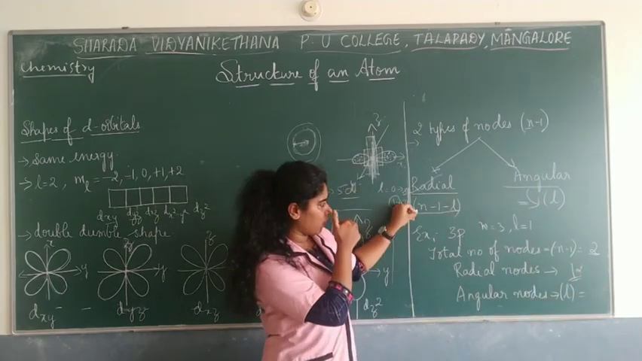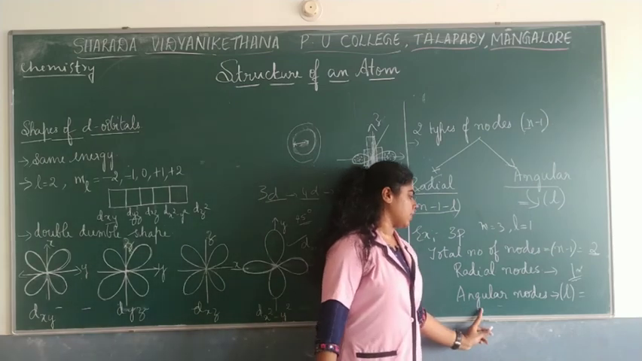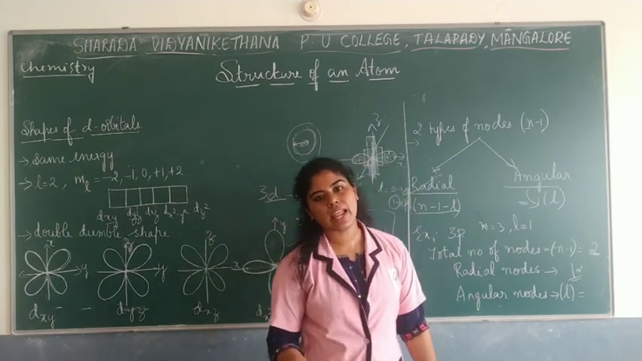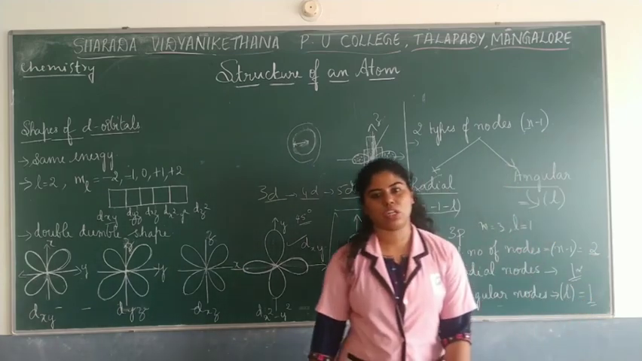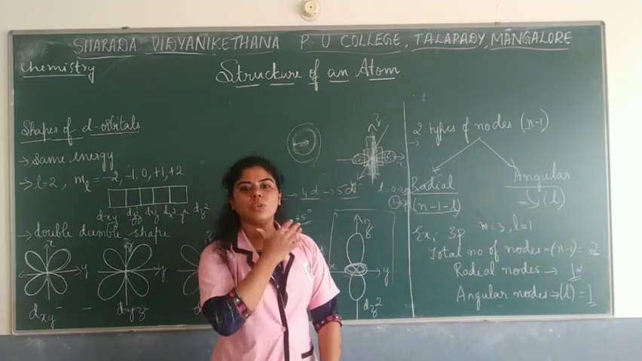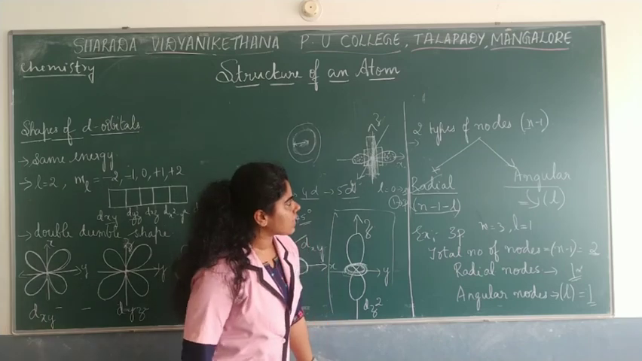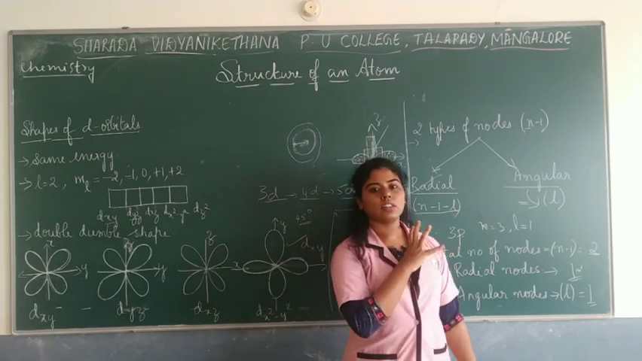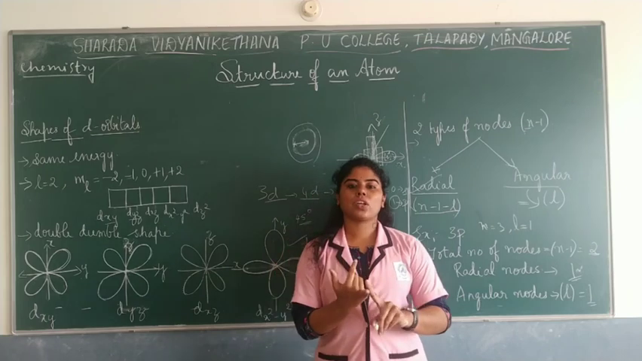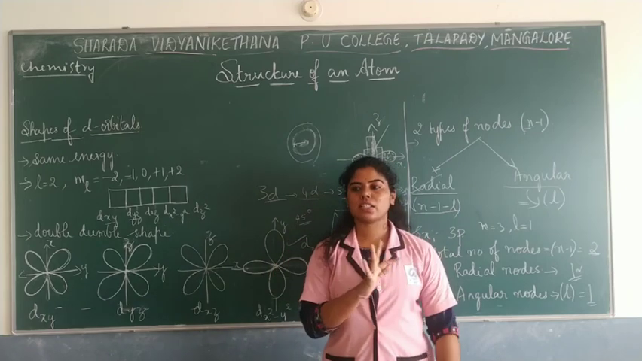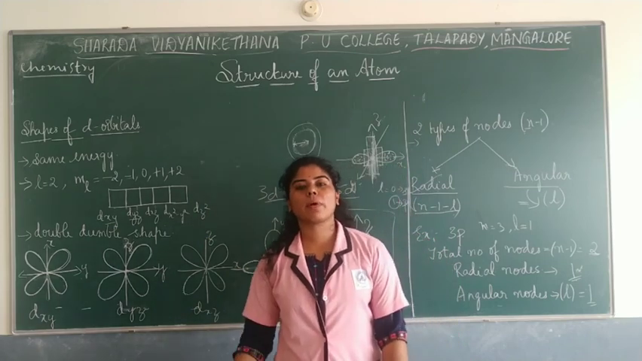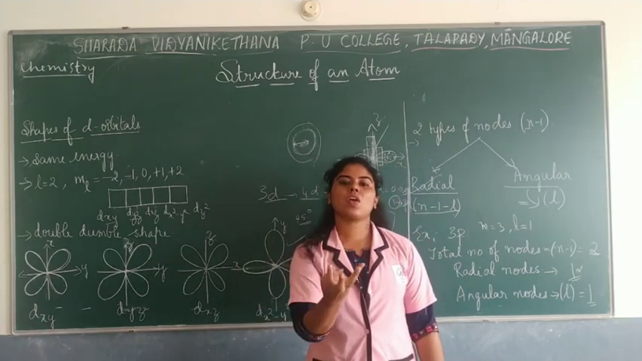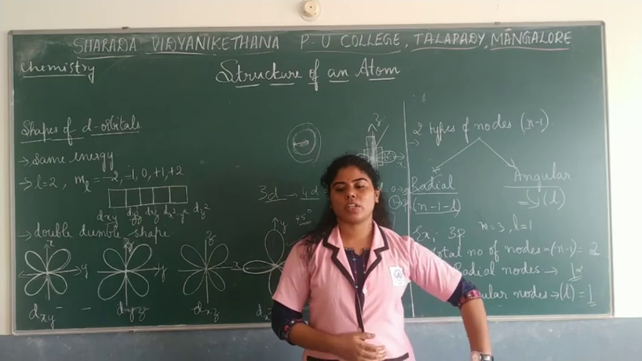Okay, so this is the formula which you have to apply and find out the answer. Then you have angular nodes, which is equal to L itself. So L value is also 1 for p subshell. So for p orbital, L value is 1. So this is how you calculate the nodes, namely angular nodes, radial nodes, as well as the total number of nodes. And we already spoke about the shapes of d orbitals, p orbitals, as well as the s orbitals.